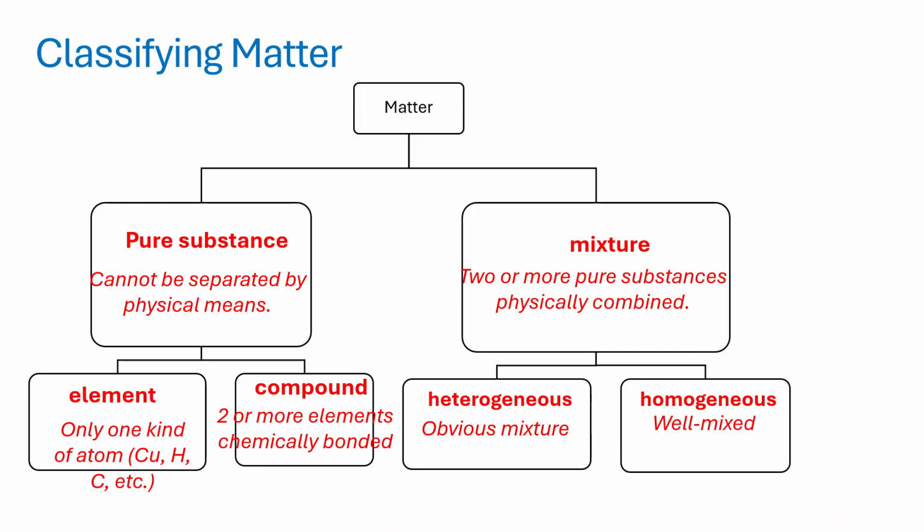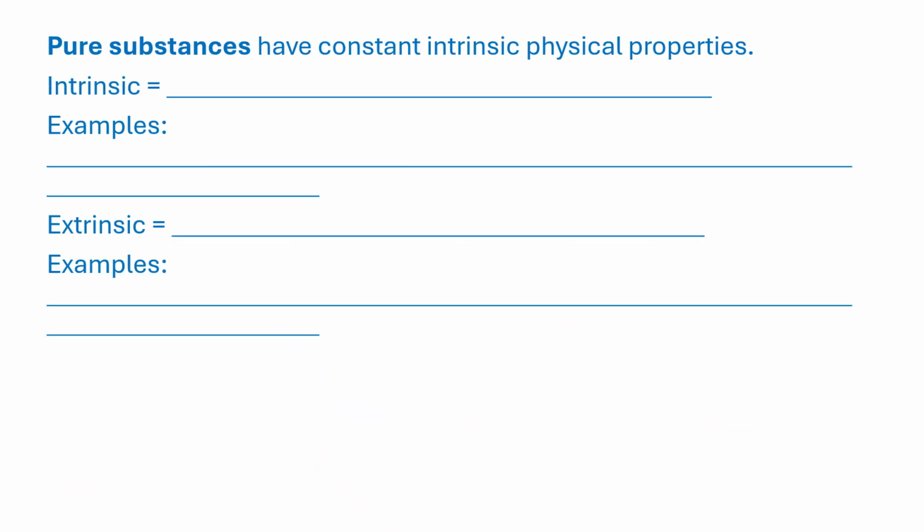Whereas homogeneous is well mixed. So if you can imagine paint after it's been mixed at the store when you first take it home, it is very homogeneous. Salt water, right, is going to be homogeneous. You can't really see the salt. You can't see it until you actually boil away the water and leave the salt behind.